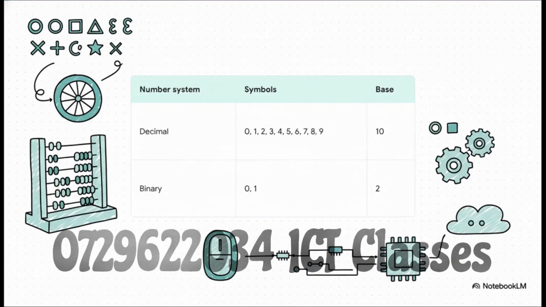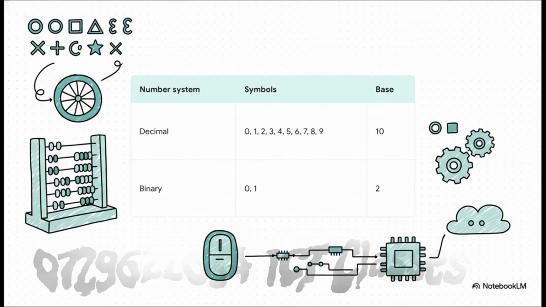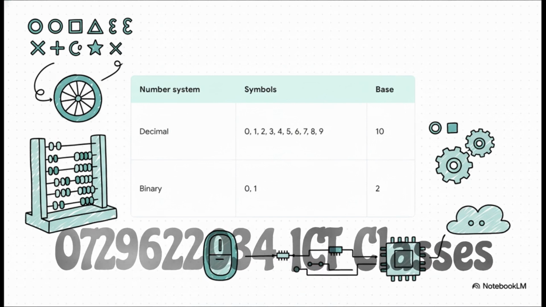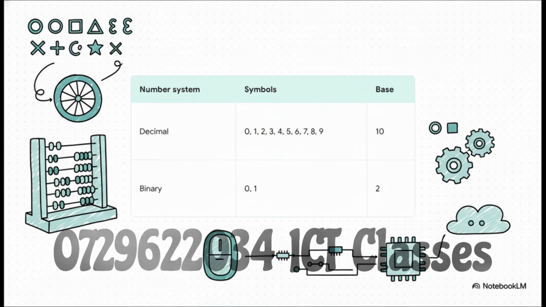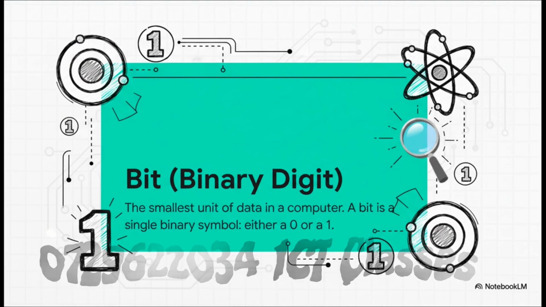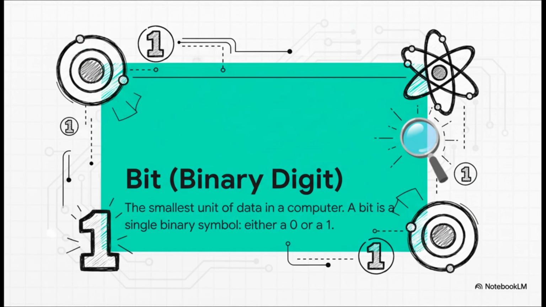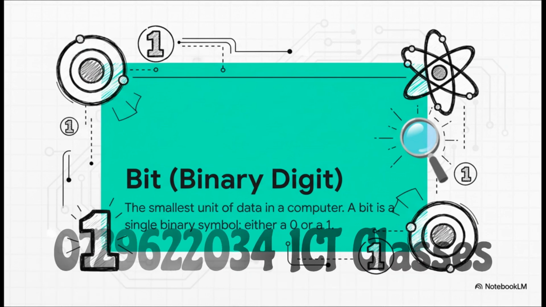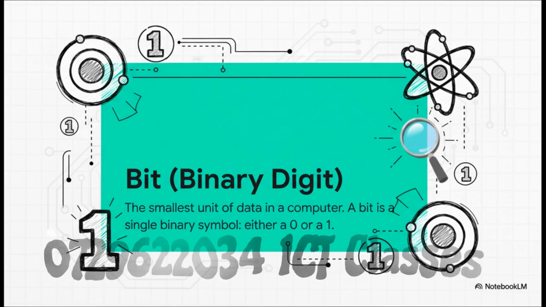So here it is, side by side. Our system, decimal, is base 10 because it uses 10 symbols. The computer system, which we call binary, is base 2. Its entire language is built from just 0 and 1. That's it. And each one of these binary digits has its own name, a bit. And a bit is the absolute smallest piece of information a computer can handle. You can think of it as the atom of the digital universe.